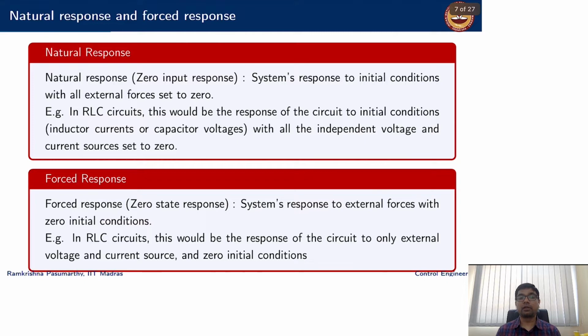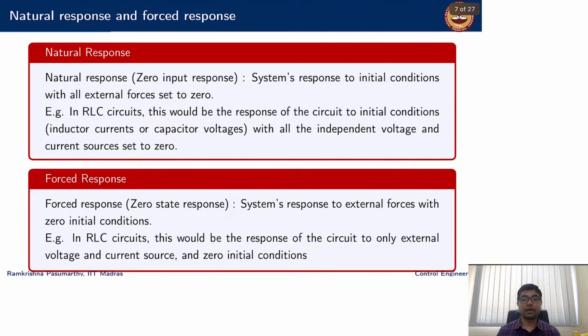And of course, with all other independent voltage and current sources set to 0. We know how systems behave now. We also saw a few animations of what is meant by a natural response. Forced response is the system's response to external forces with 0 initial conditions.